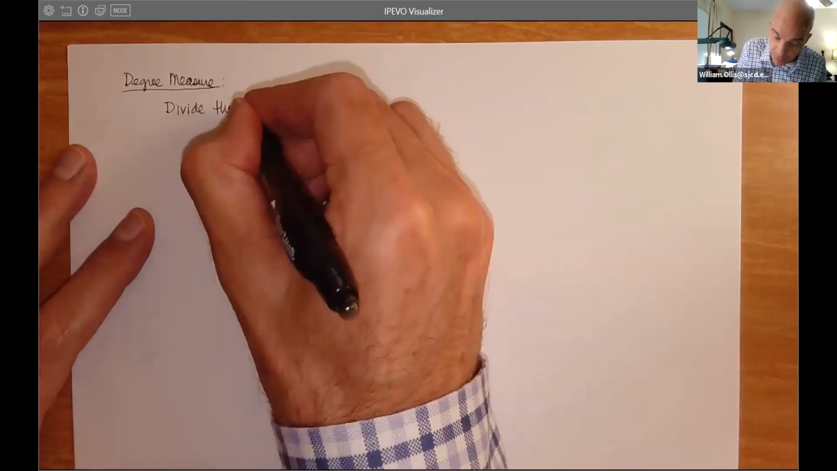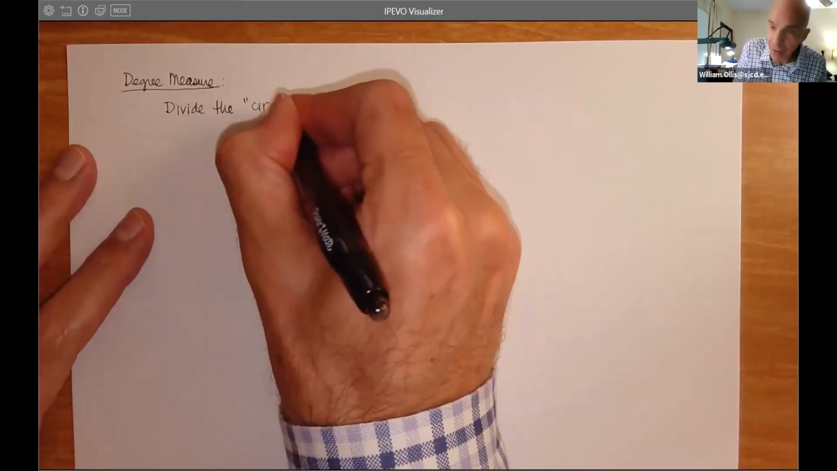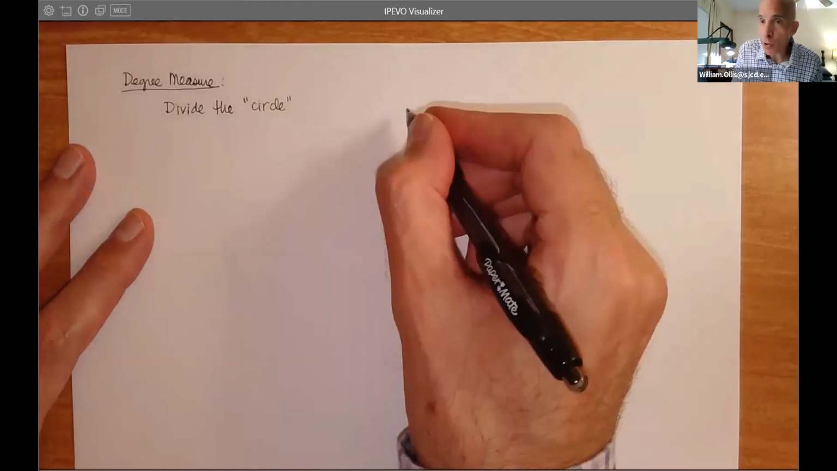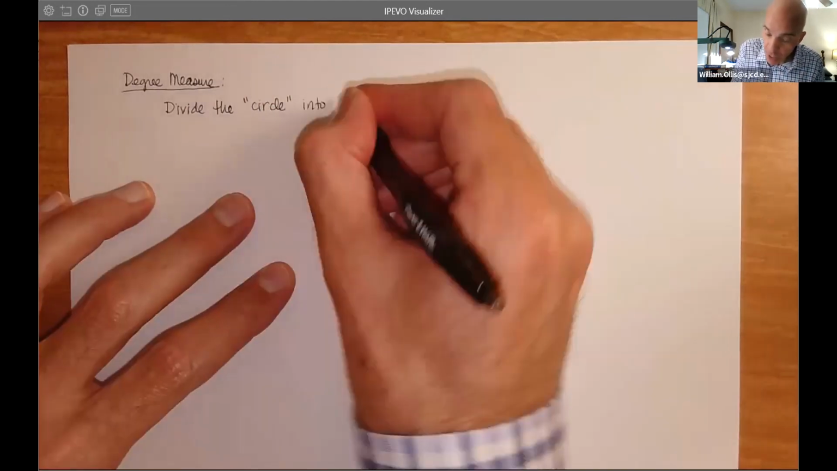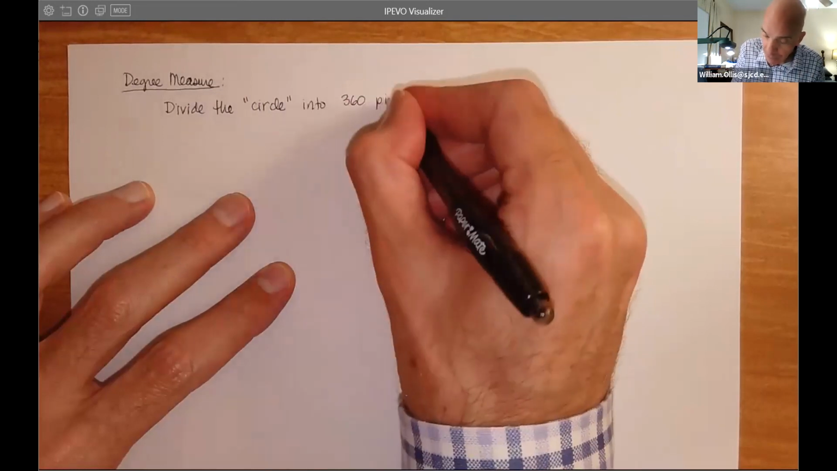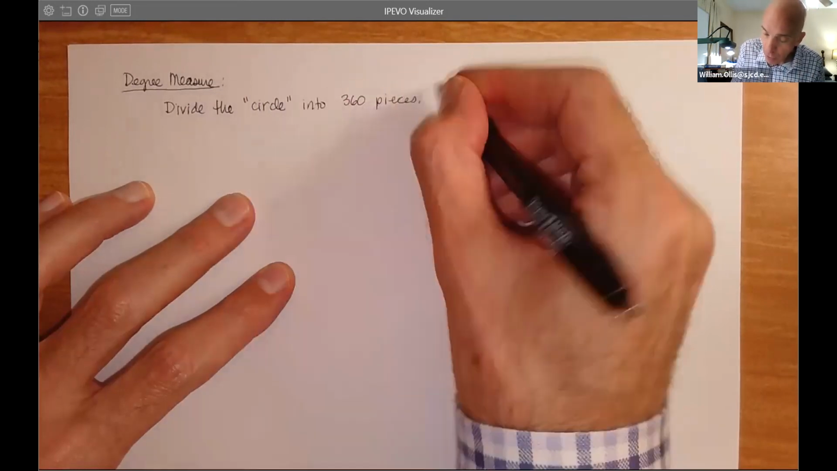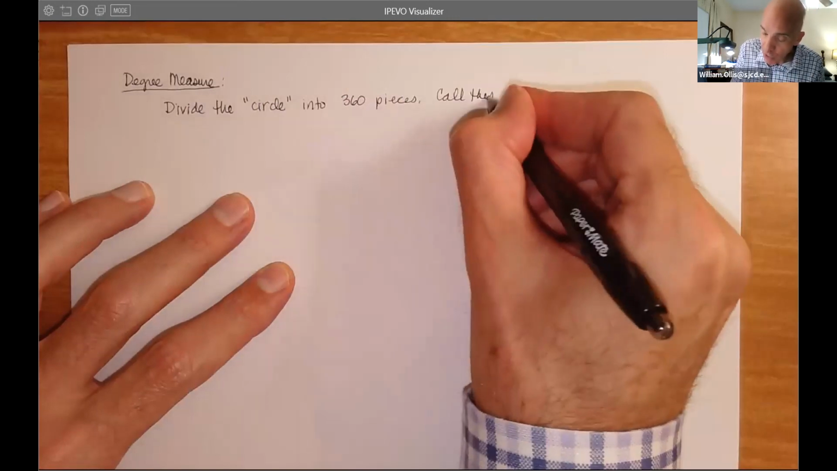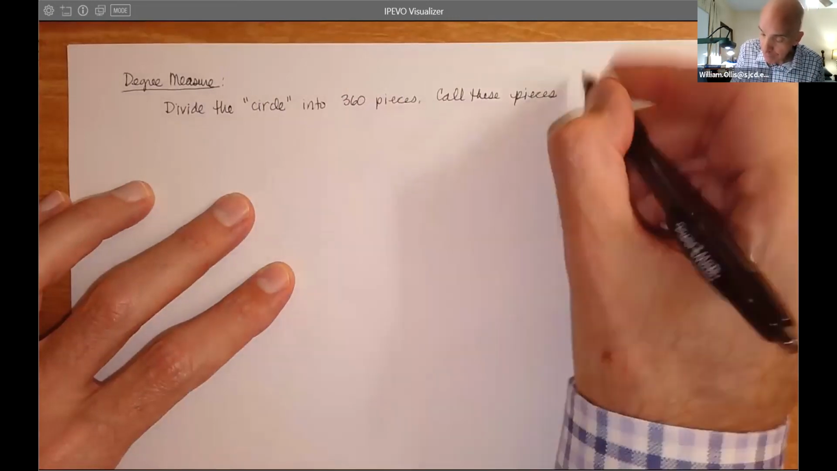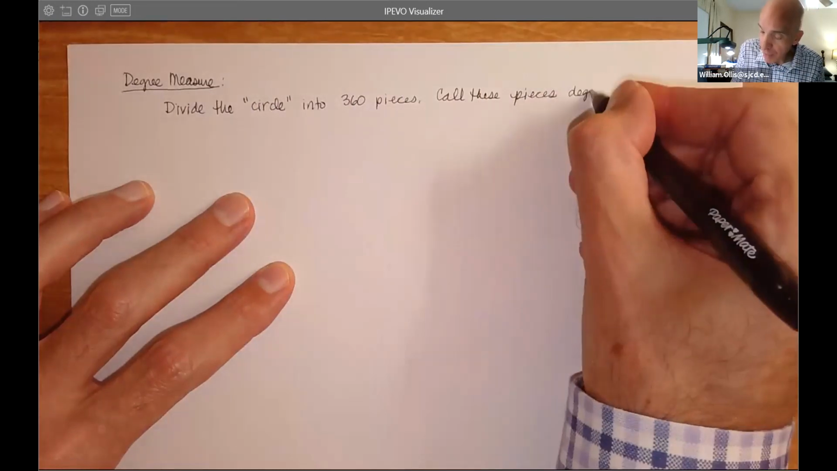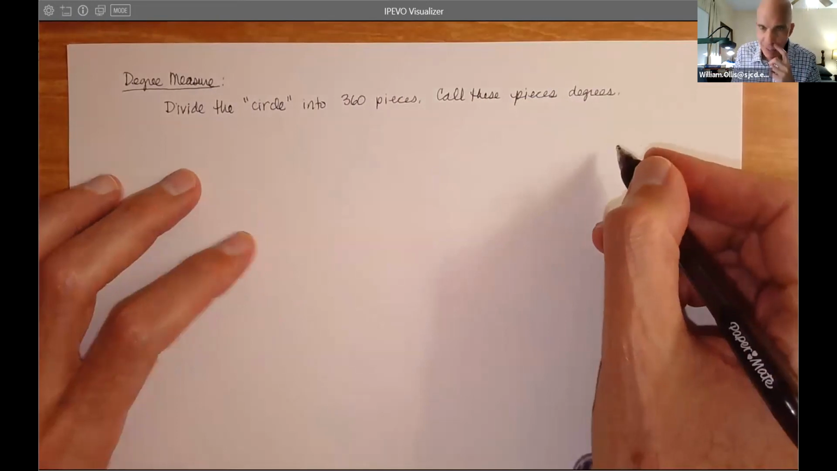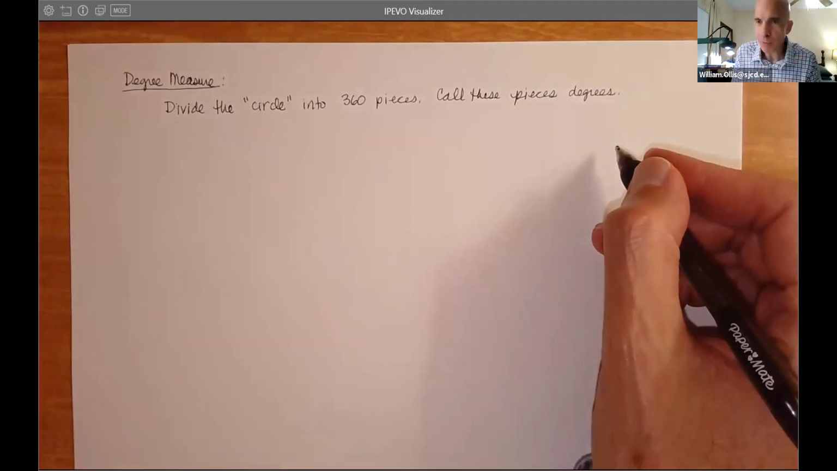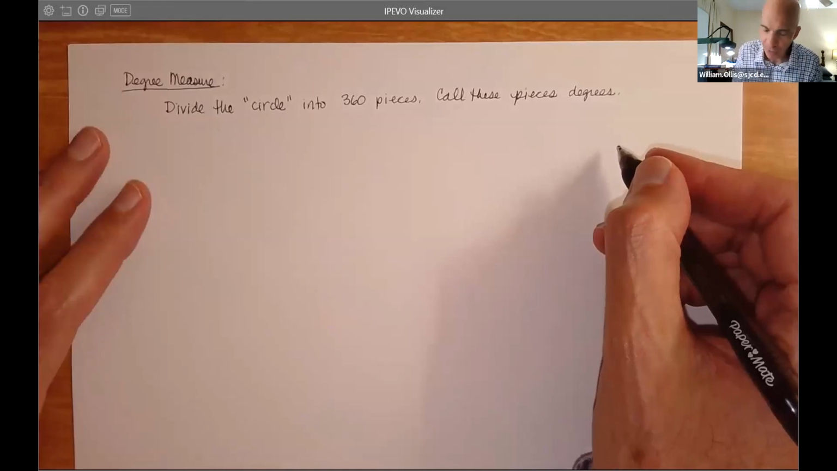So divide the circle. Again, it doesn't matter if it's a unit circle or a circle of arbitrary length. The angle is an abstract measure. Divide the circle into 360 pieces. Call these pieces degrees. You can think about minutes and seconds and things like that, but that's really old school. I mean, that's older than Professor Ron, so I'm not going to say much about that.